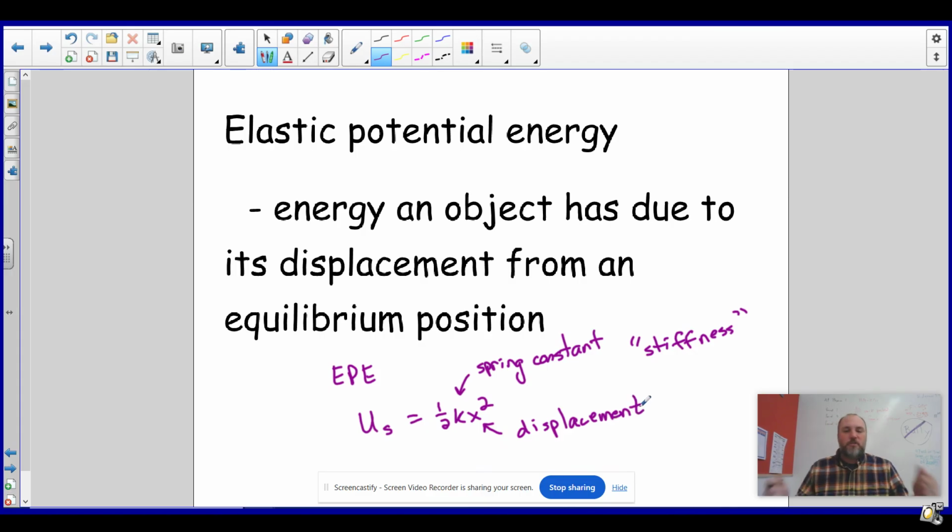So how far have you stretched that bungee cord? How far have you stretched that spring from its original length? If you don't stretch it at all, then there is no spring energy. That's just the displacement there, not the total length of the spring.